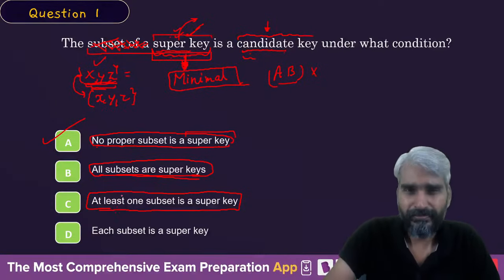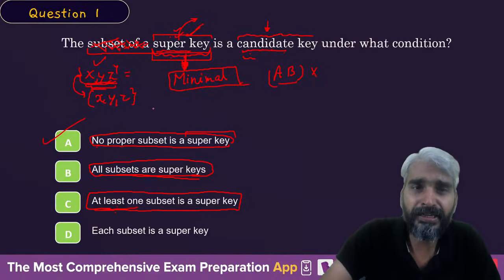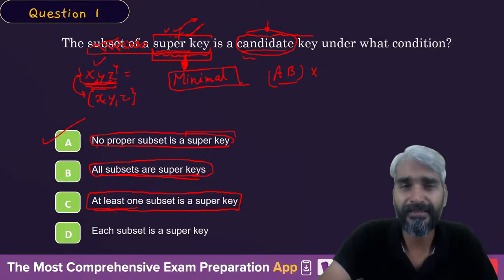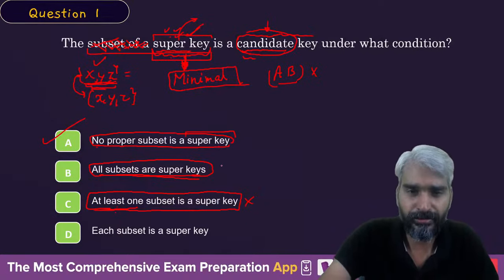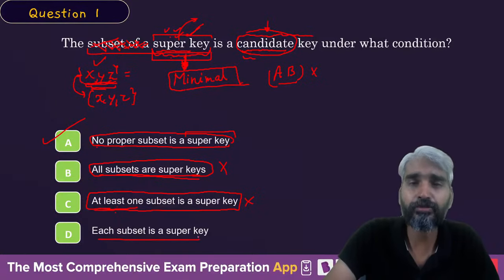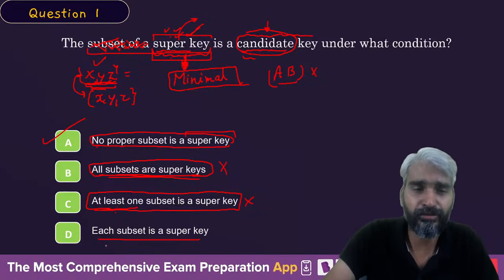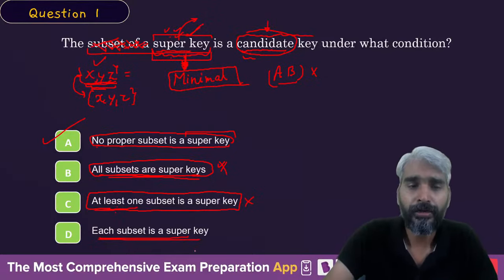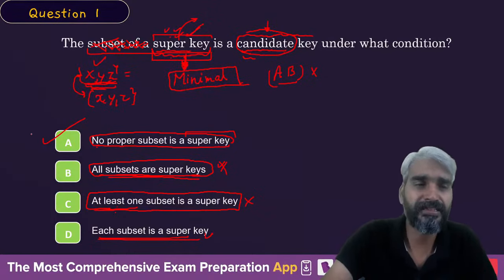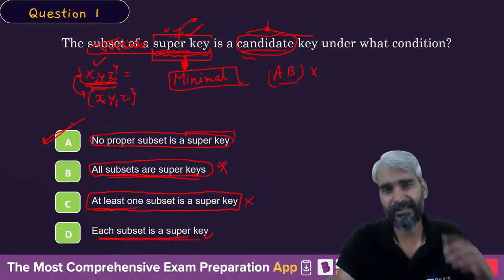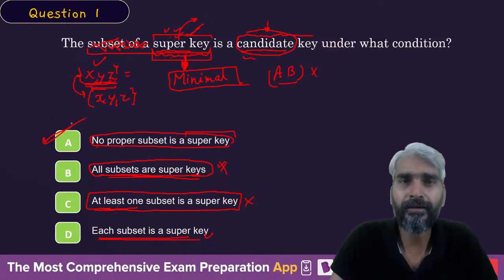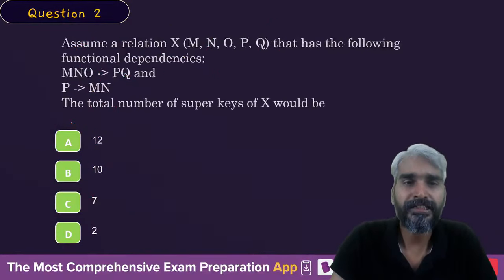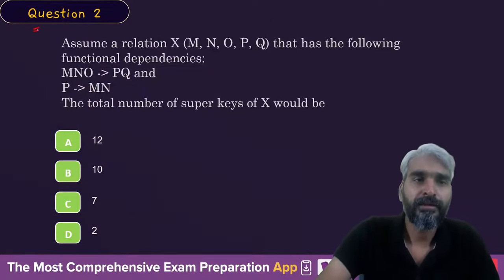So the idea is this will always be true with respect to super key, but this is not the case for a super key to be candidate key, right? So this is not right. This is also not right. Each subset is a super key. All subsets are super key, or each subset is a super key, will represent the same thing. So the correct answer is option A. So it's basically an old NIELIT question, but was asked in the same format. Let's move to the next question.